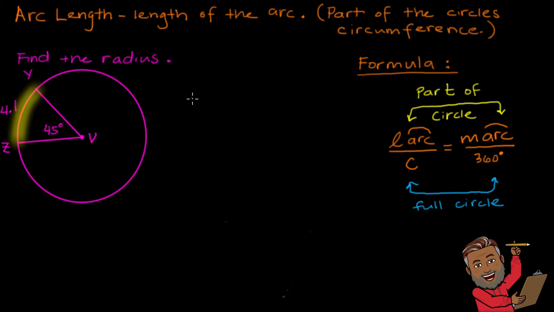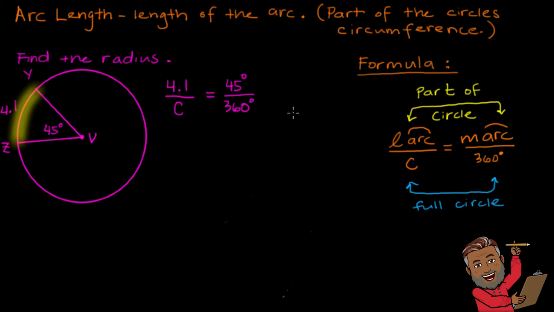My fraction always starts with the part of the circle on the top and the entire circle on the bottom. Now in this problem, the length of this arc is 4.1. So I'm going to write 4.1 on top over the entire circle's circumference, which I don't know. So I'm just going to write C is equal to my second fraction, on top always the part of the circle. So I have only 45 degrees of the circle. So part of the circle, 45 degrees, over the entire circle's angle, which is 360 degrees.